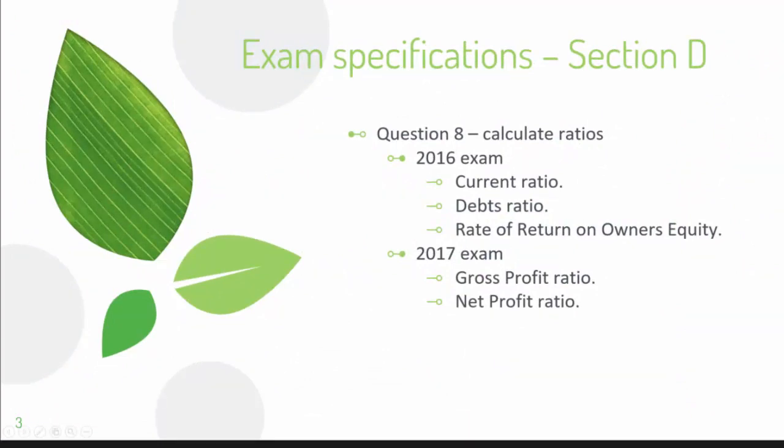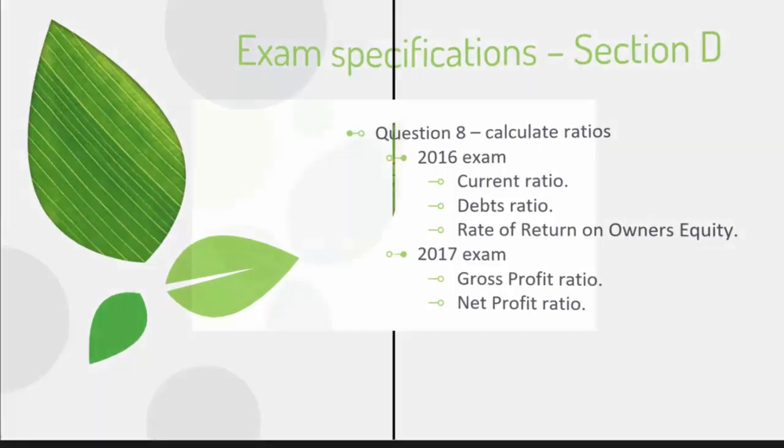In relation to section C, these are the types of ratios that have been asked in the past, but there's obviously a lot more ratios that can be asked. For example, the quick assets ratio, the equity ratio, and the return on total assets. But I'm just going to work through these ones that have been presented in the last 2 years' exams as an example.